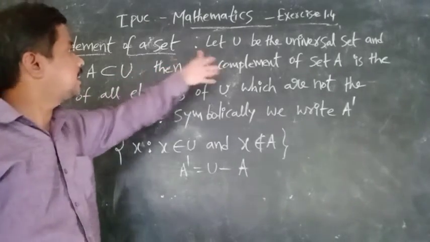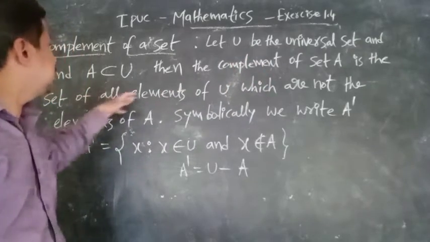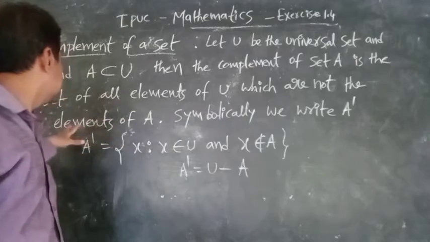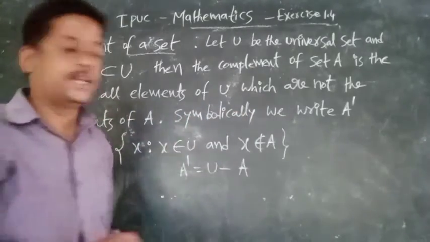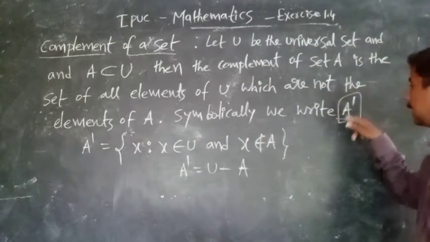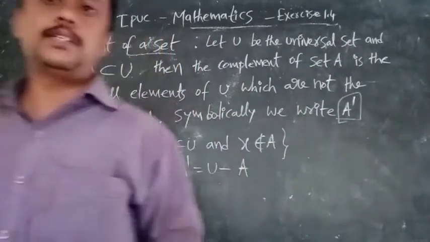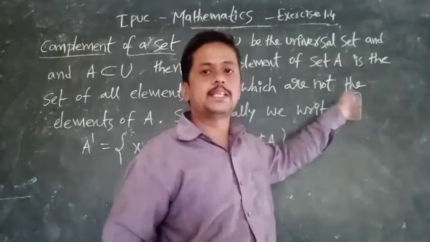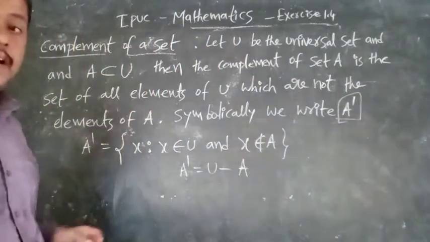Then the complement of A is the set of all elements of U which are not in the elements of A. Symbolically we write A dash. We will also call it A transpose, otherwise A dash. A power 1 is the A dash.